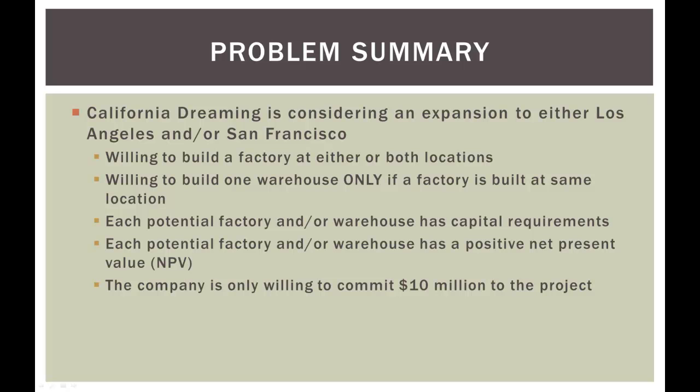Now, of course, each potential factory and or warehouse has certain capital requirements. It's going to take a certain amount of capital or money to build them. Each potential factory and or warehouse has a positive net present value, or NPV. I am not going to go into the finance behind all that. Suffice it to say that if the NPV is positive, that's a good thing, and we're just assuming that they're happy with the NPV in this project, so we'll just go on from there. Now, overall, the company is only willing to commit $10 million to this entire project. So we are constrained to a capital budget of $10 million.